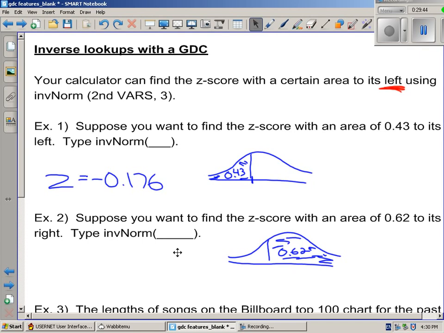Okay, what you're tempted to do is the exact same thing that we did in example 1. But remember that your calculator only likes being told about area to the left. So you have to do this little extra step. If you know area to the right, you still have to go and find area to the left. Remember, the total area under a standard normal curve is 1. So the area to the left will be 0.38.